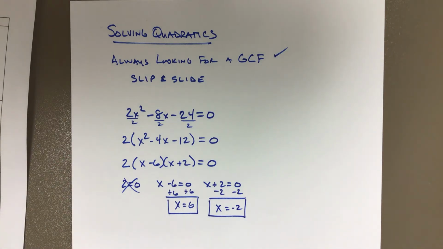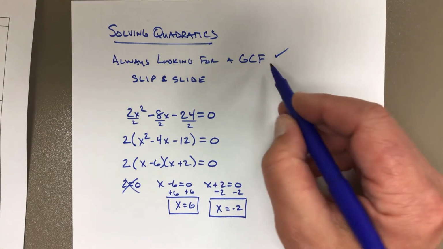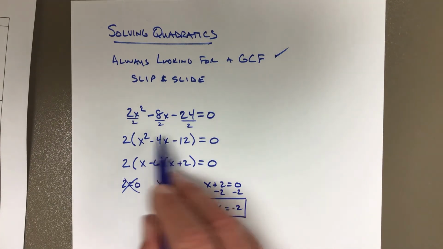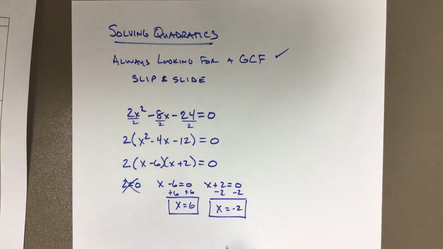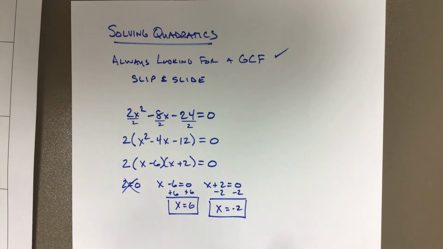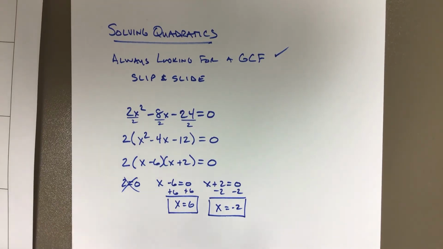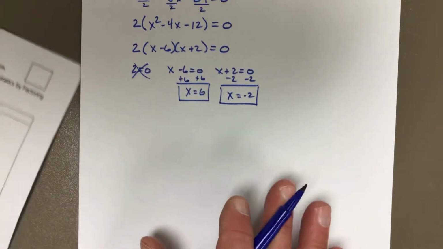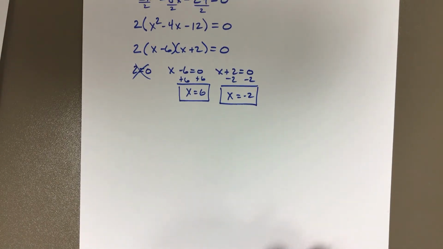All right? So that's one way we can do that, is always looking for a greatest common factor. Sometimes after we take the greatest common factor out, we just have basically a regular quadratic. Then we just factor it. We don't have to do the slip and slide. But what happens if we have to do the slip and slide? That's the question that we have to look at. So I wanted just to do that again for you, making sure that we understand how to do that, keeping it fresh in our head of what we're looking for here.